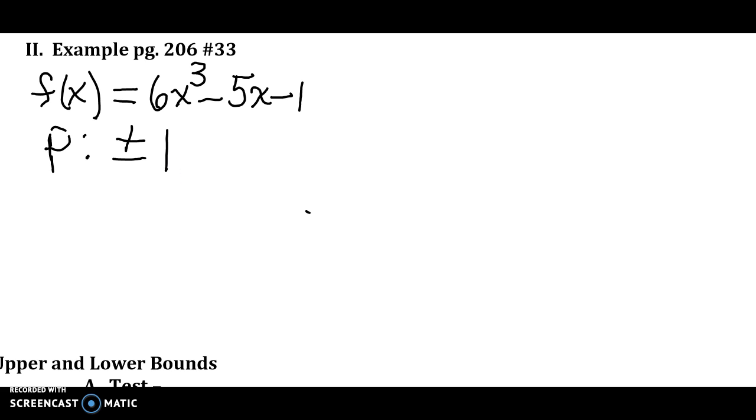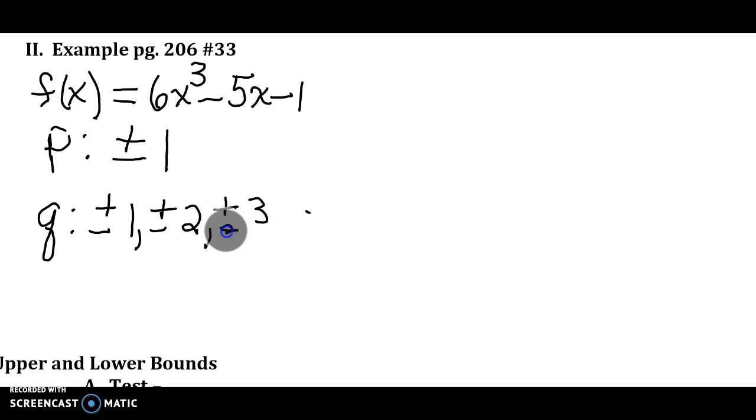Now Q is based on the factors of the leading coefficient, which is 6. So Q's factors are a list of plus or minus 1, plus or minus 2, plus or minus 3, and plus or minus 6.